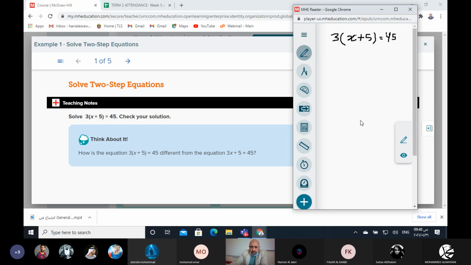Listen to me, please, all students. When you want to solve this equation, as you see, we have the distributive property. So take 3, multiply by x: 3 times x will be 3x. Then plus, take 3, multiply by 5: 3 times 5 will be 15. Equal, on the next side we have 45. So the first step, we want to keep the variable alone on one side. So we want to remove 15. So subtract 15 from both sides.